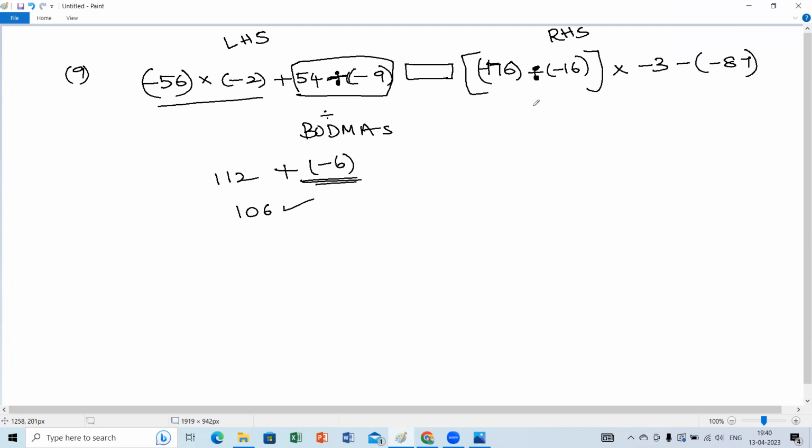Everything else was correct. Right side, let me check this division: minus, minus cancelled, and 176 divided by 16, how many times does 16 go? Ma'am, I got 11. 16 into 11, okay, 160 plus 16, yes, correct, 11 times. Multiplied with minus 3, minus of minus becomes plus 87. Now 11 into minus 3 is minus 33, plus 87. This becomes opposite sign, so you can subtract. 7 minus 3 is 4. Here 8 minus 3 is 5. So the greater number gives 54.